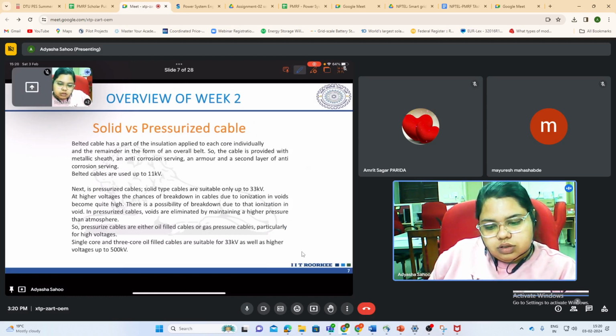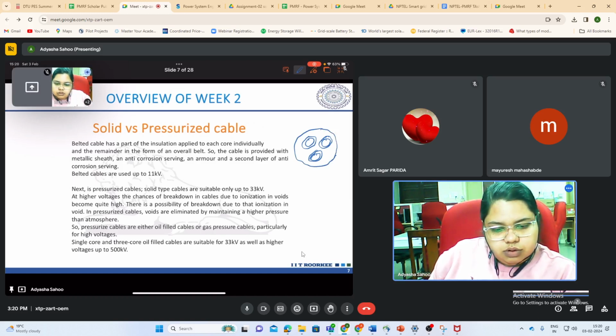Then coming to this belted cable, each core will have an insulation like this. Let's say it is a three core cable. So each core has its own insulation, and after that, individually, another layer of insulation is there, forming this belt structure.